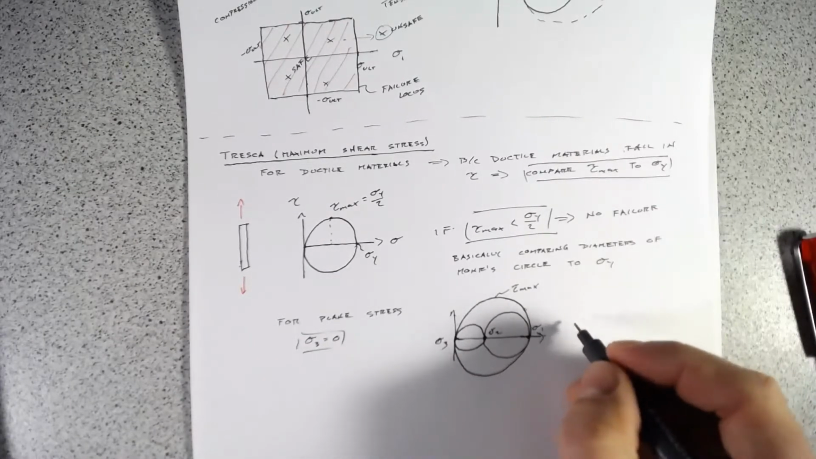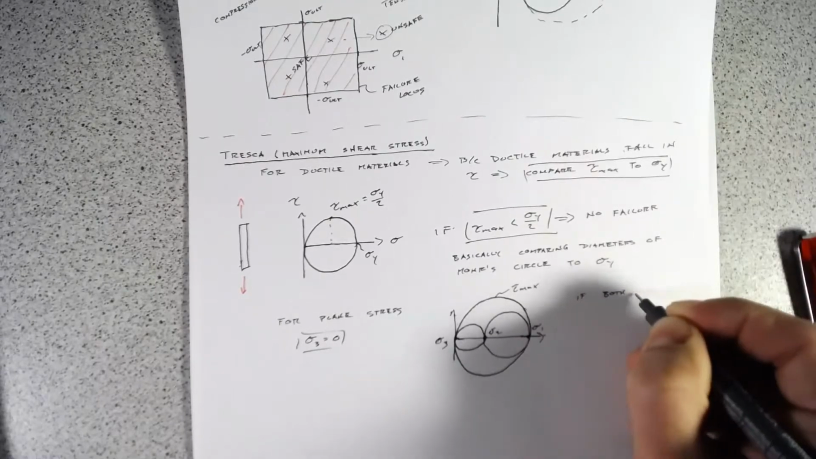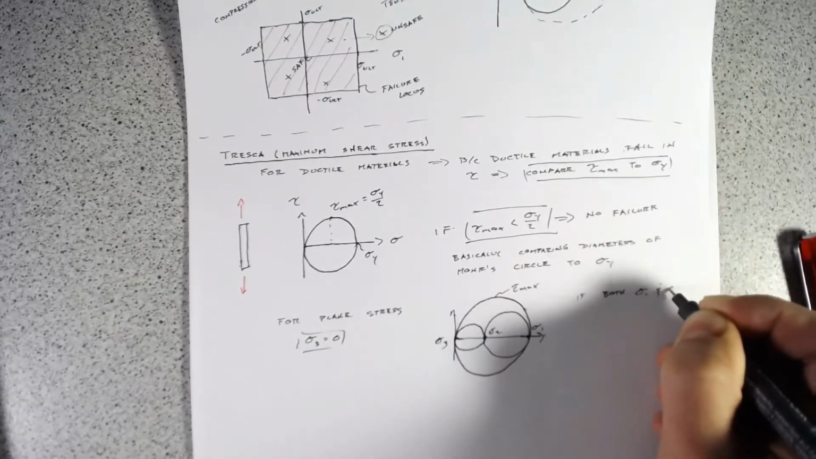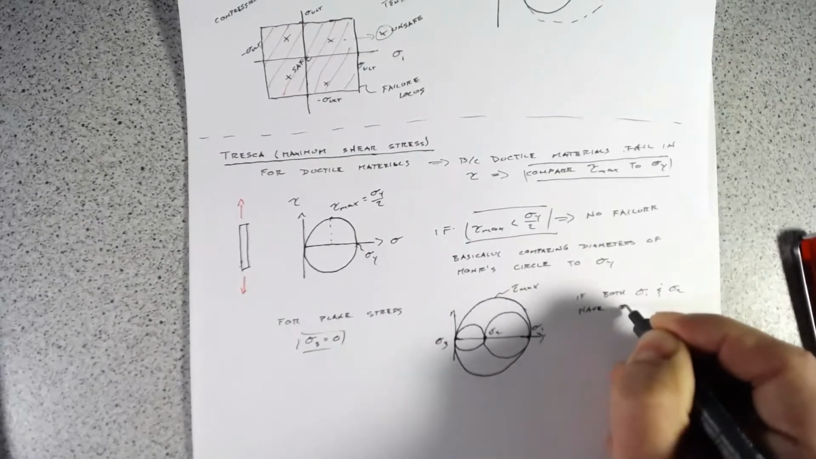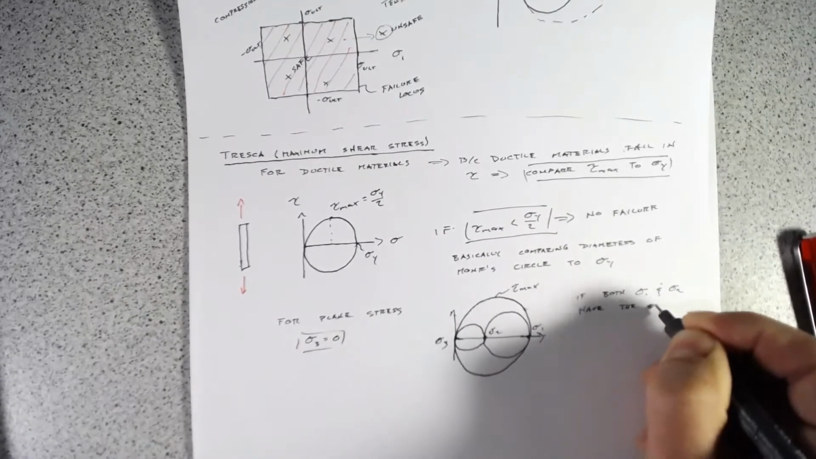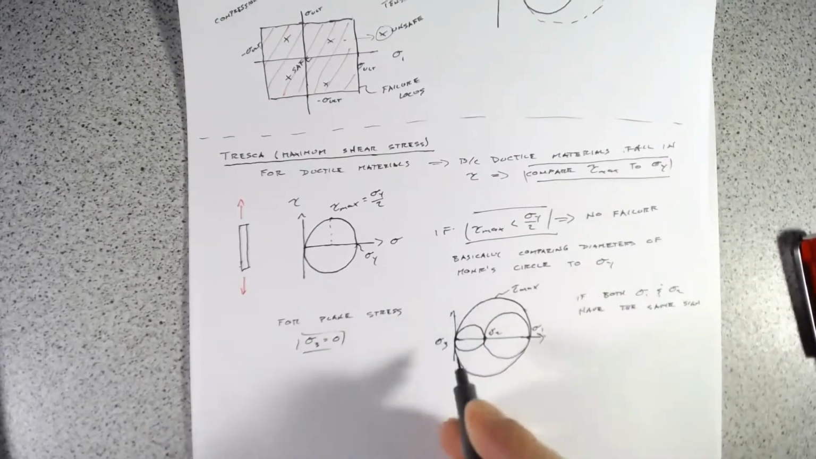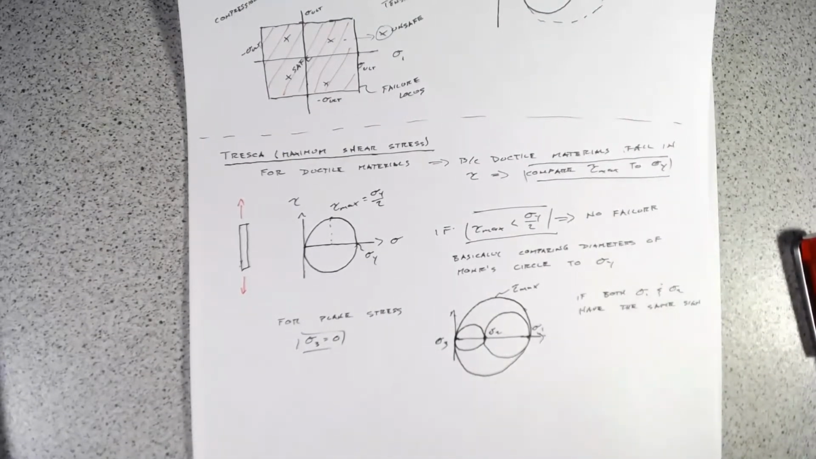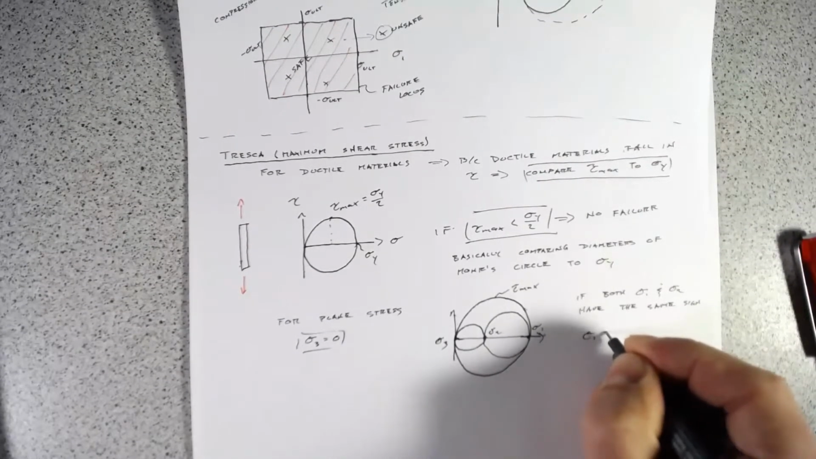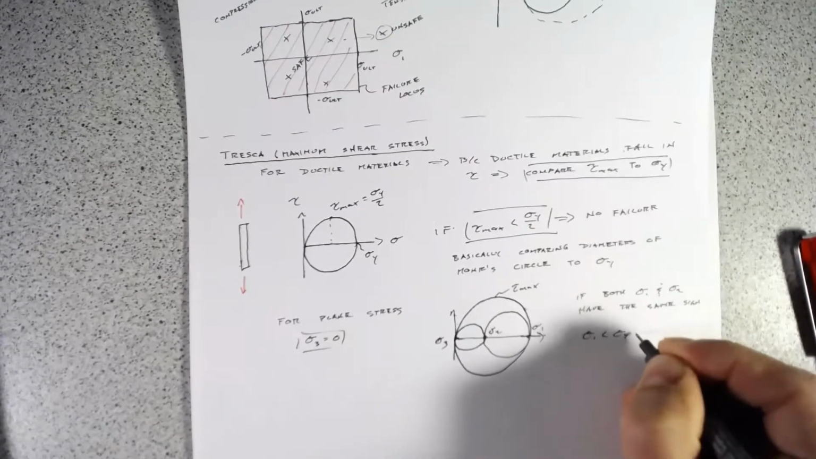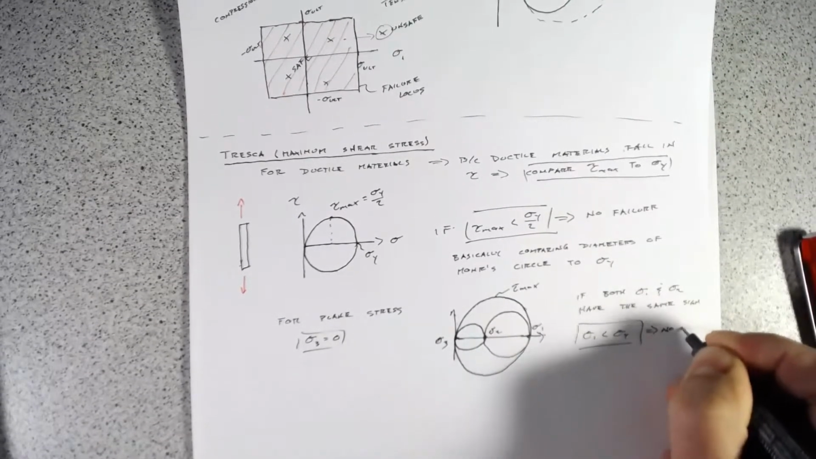And so if both sigma 1 and sigma 2 have the same sign, so they can both be in tension or both be in compression, then if sigma 1 is less than sigma y, no failure.